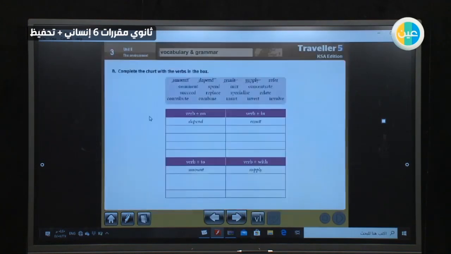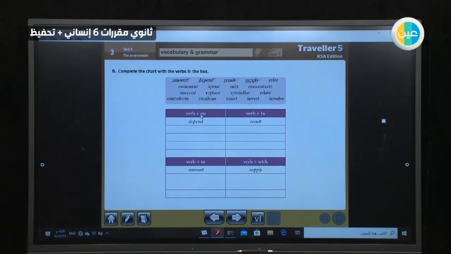Okay, we will go to the vocabulary part. Here you have a group of words. He wants you to complete the chart with the verbs in the box. You have 4 prepositions: on, in, to, and with. And he wants you to learn each verb, match each verb with its suitable preposition. We said before, such a skill isn't about a rule or something. You have to memorize them by heart. The more you practice English, the easier it will be for you.